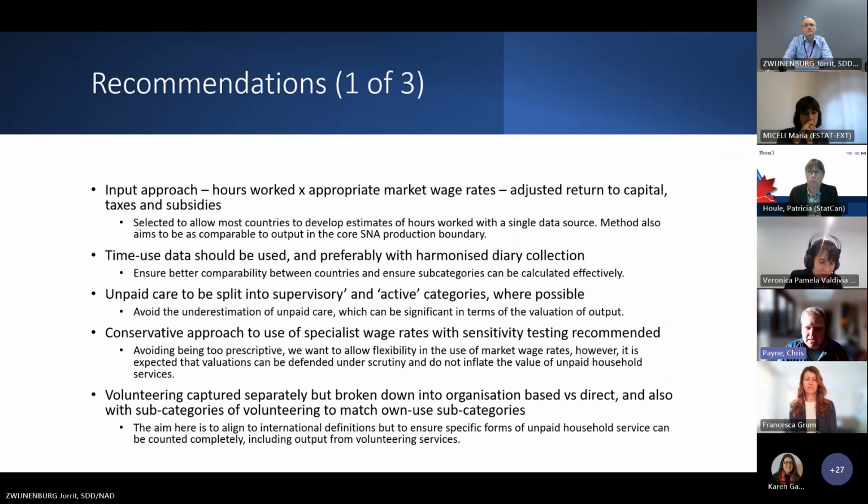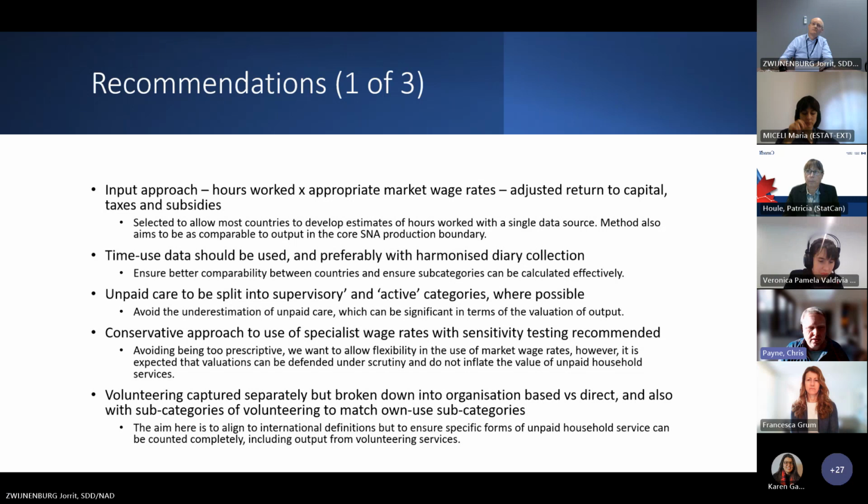We recommended a conservative approach to the use of specialist wage rates, so trying not to inflate estimates as much as possible, where market services normally come with some kind of premium, especially when there's higher skills involved. But it's very difficult to say exactly how that should be done. So we just recommend some sensitivity testing to ensure that it's clear what impact the choice of wage rates is having on the data.